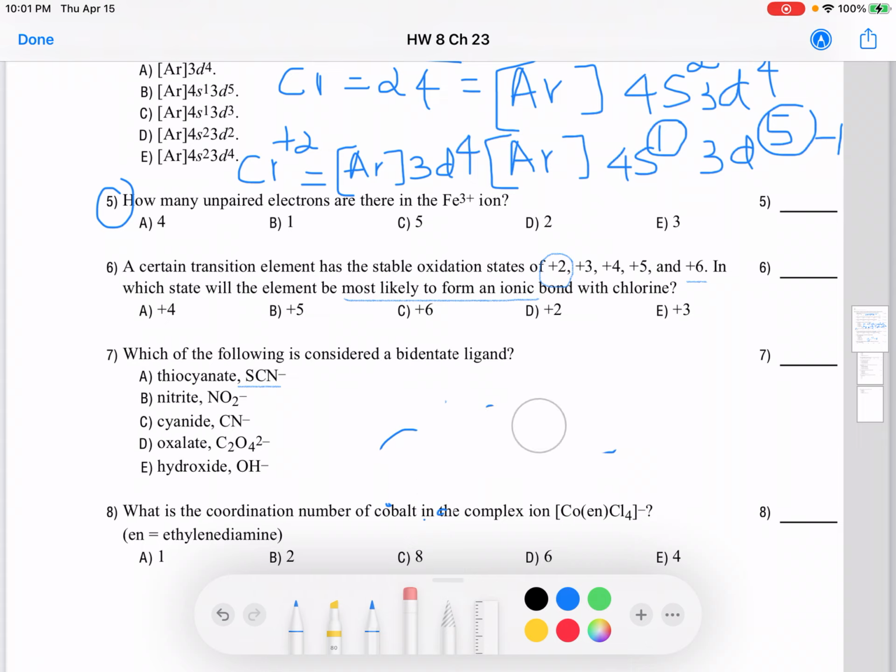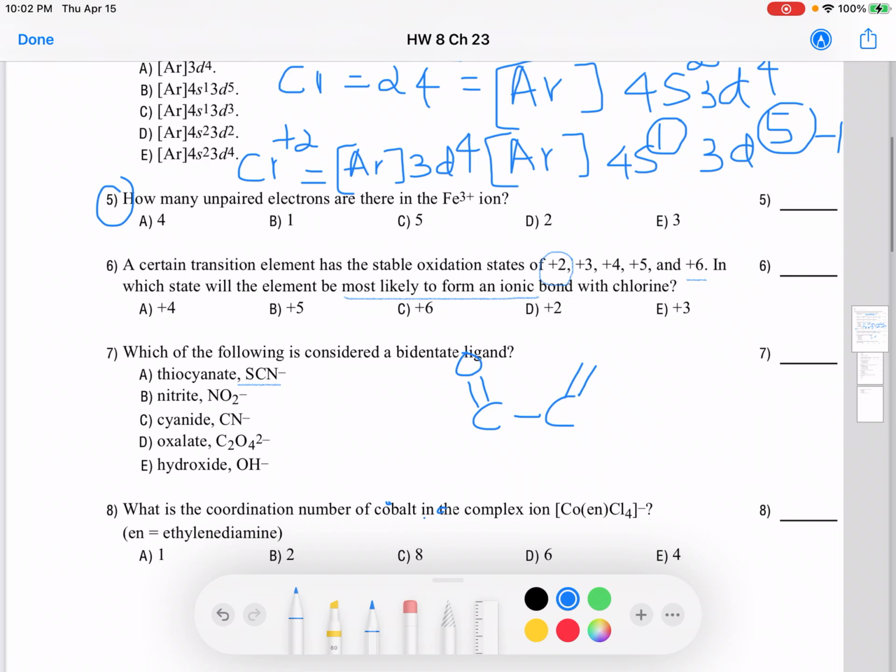Okay, so it's not NO2, not cyanide either, but C2O4 2 minus. How does it look? Let me explain this oxalate ion. This is how it looks. So this is a bidentate ligand because these 2 oxygens, where I'm drawing lone pairs right now, can participate in bonding to the central atom at the same time. So oxalate, C2O4 2 minus, is the bidentate ligand.